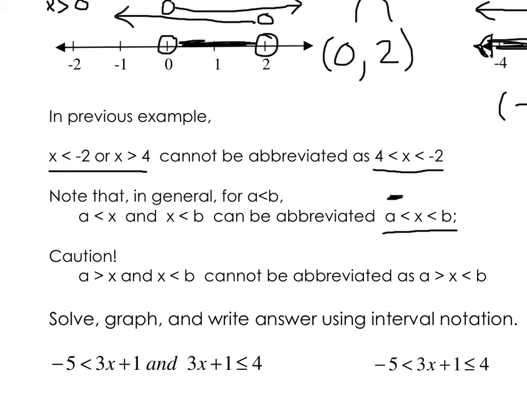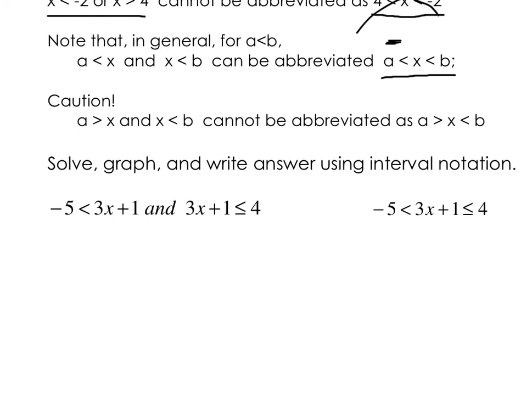Notice in our previous example, 4 is less than x is less than -2. 4 is larger than -2. So that is not a proper compound inequality. You must always have less than, or less than or equal to. And the first number a must always be the smaller of the two numbers. Caution, a is greater than x and x is less than b cannot be abbreviated as a greater than x less than b, because one's greater than, one's less than, they must both be less than.